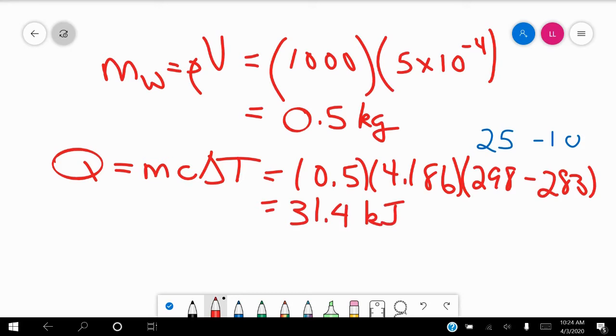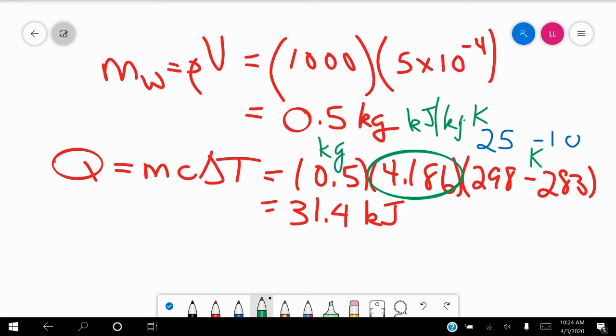You can keep this in kilojoules because the unit was kilojoules per kilogram Kelvin. So you can just leave that as such because the 0.5 was in kilograms. Or you can just say that this is degrees Celsius instead of Kelvin. So there's all kinds of things you can do with that unit.